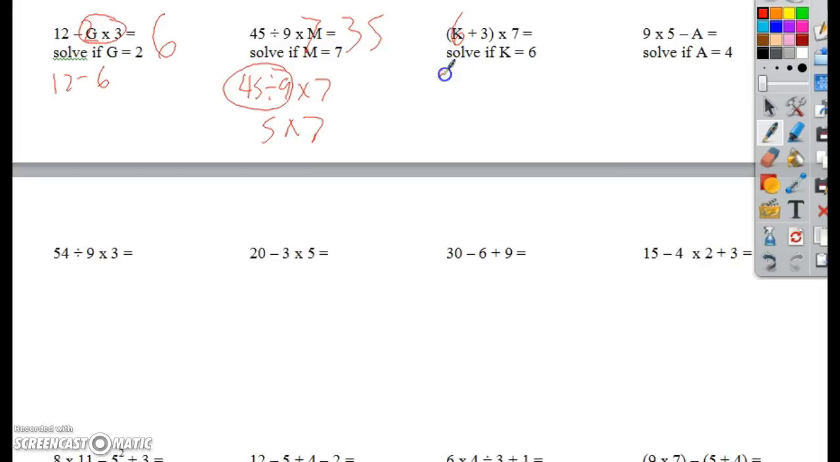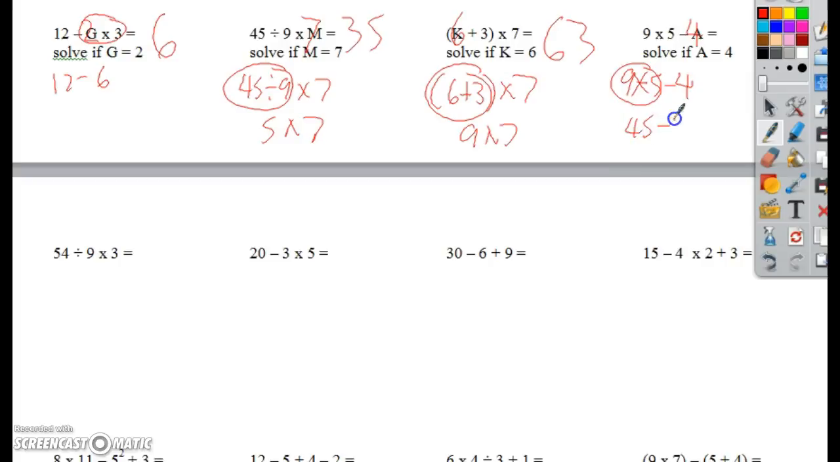Put the 6 in for K, so I got parentheses 6 plus 3 times 7. I'm doing parentheses, I got 9 times 7, 63. 9 times 5 minus 4. So I'm doing the multiplying first. 45 minus 4. So it just equals 41.